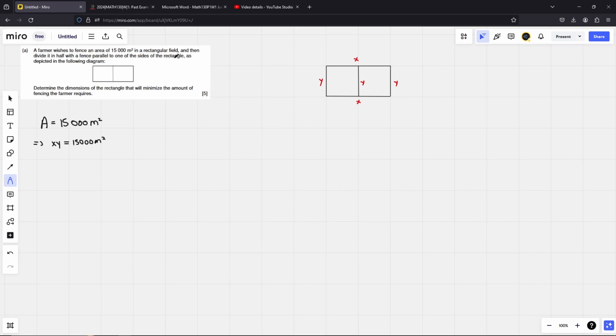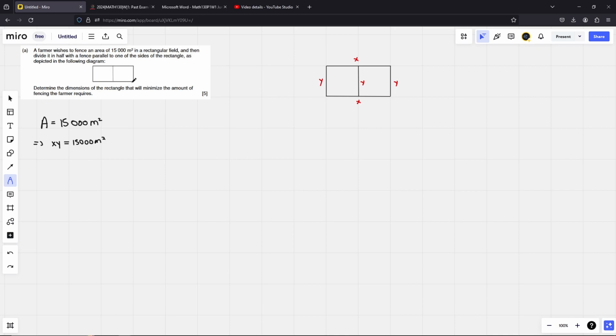So he wants to do that and then divide it in half with a fence parallel to one of the sides of the rectangle. So here's our line, and it's depicted in the diagram that they gave us as well, and we're going to see how that line affects our second equation. So they want us to determine the dimensions of the rectangle that will minimize the amount of fencing the farmer requires. Okay, so they want the minimum.